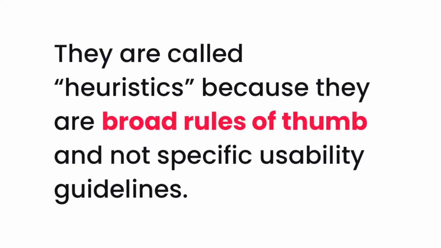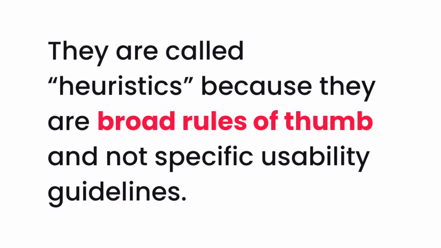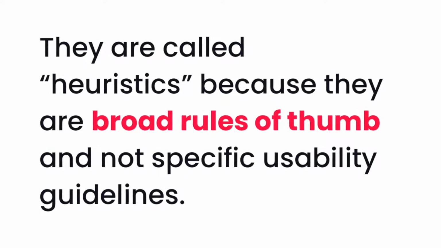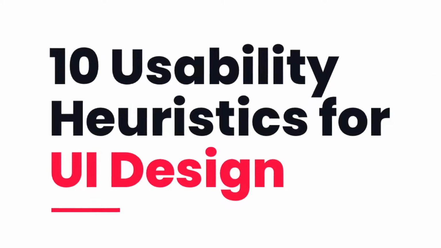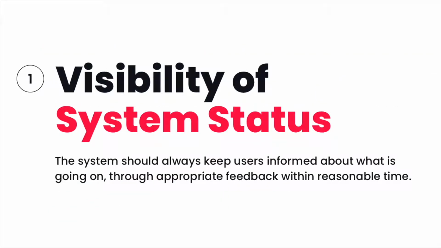They are called heuristics because they are broad rules of thumb and not specific usability guidelines. Let's see which are the 10 heuristic evaluation methods. First is visibility of system status. The system should always keep users informed about what is going on through appropriate feedback within a reasonable time.